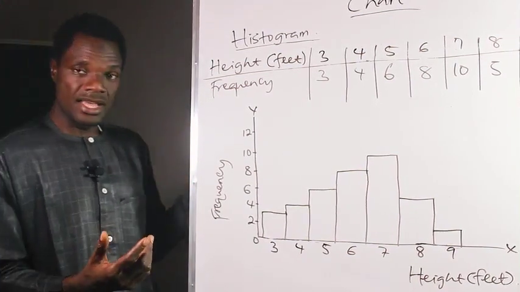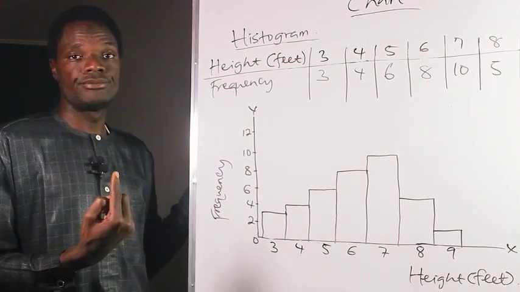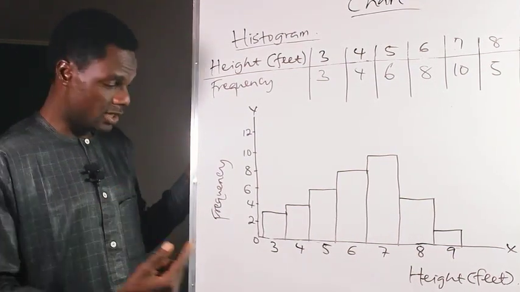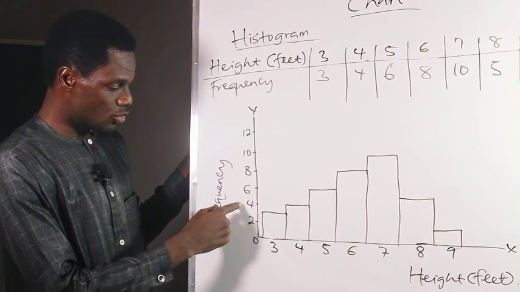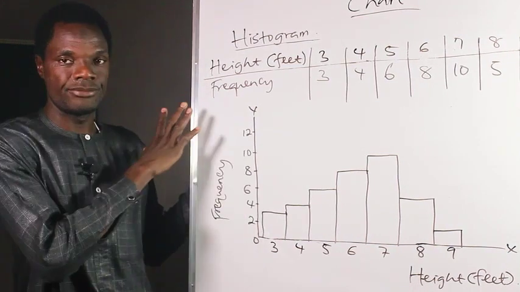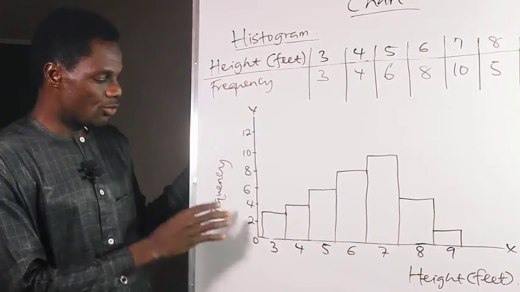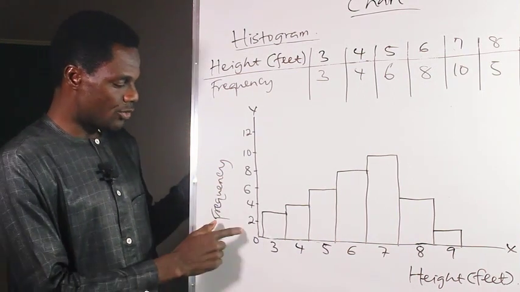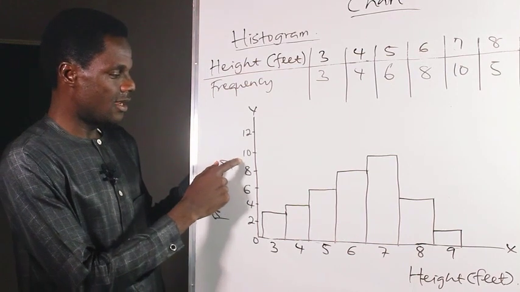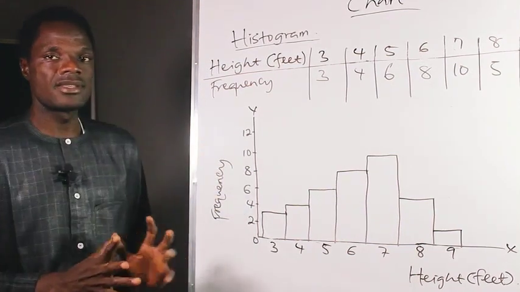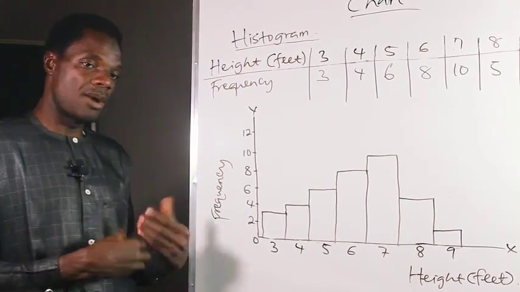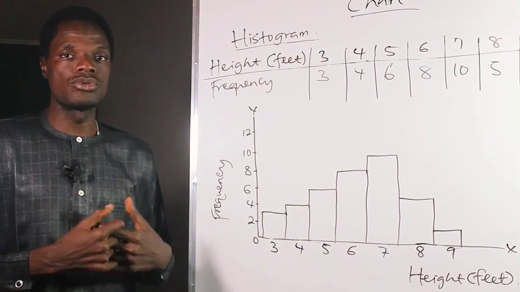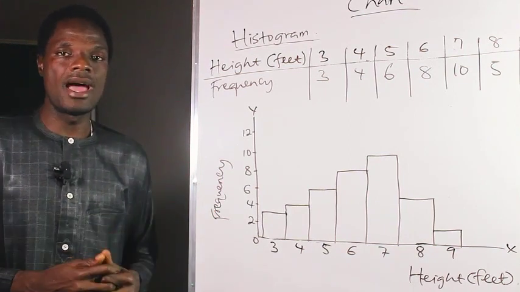So in some instances, we can use 1 as a scale. That means if we are using 1, then we can write 1, 2, 3, 4, 5, up to 10. But in this case, we use 2. So as you can see, the difference in the scale is 2. We have 2, 4, 6, 8, 10, and 12. So that is the scale we use. So definitely by using an appropriate scale, it will help us to draw a good and clear histogram.